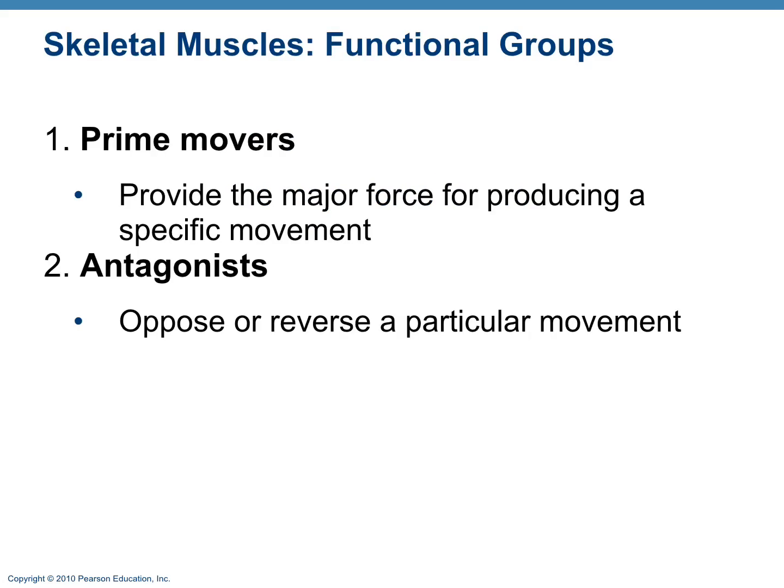So the prime mover is the muscle producing the major force for a specific movement. An example would be if we're doing flexion of the forearm, the biceps would be the prime mover. An antagonist does the opposite action of the prime mover. So in that instance of forearm flexion, the triceps would be the antagonist. Now if we switched it, and we did a forearm extension, then the triceps would be the prime mover and the biceps would be the antagonist. So keep in mind these are comparative terms to a movement. You can't say the biceps is a prime mover. It's a prime mover for flexion, but it's an antagonist for extension.